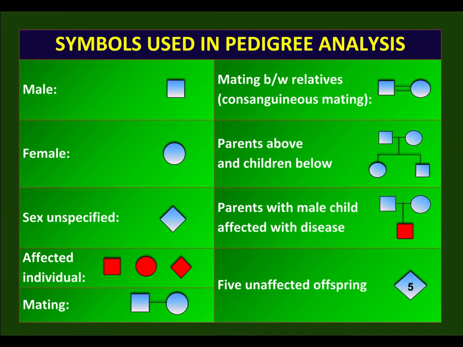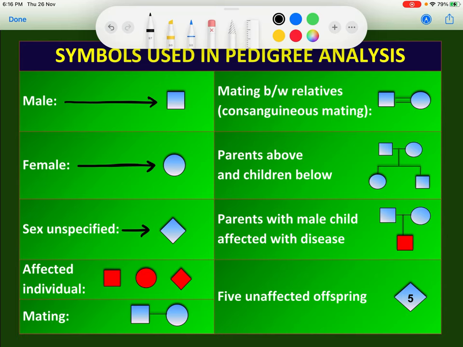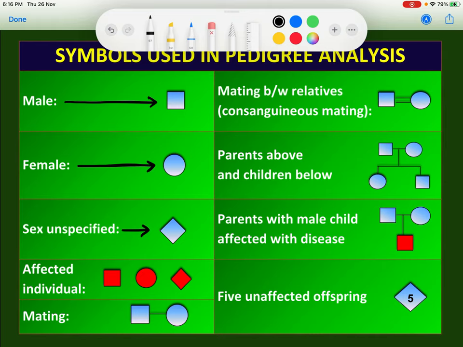These are the symbols which are used to make the entire chart. The symbol for a normal male is a simple square, and the symbol for a normal female is a simple circle. If there is no specification needed, we can use a crossed square, so there is no need to specify either male or female. If they are affected with a particular abnormality or disease, they are denoted with a specific color. So if the square or circle is colored, it is considered an affected individual.